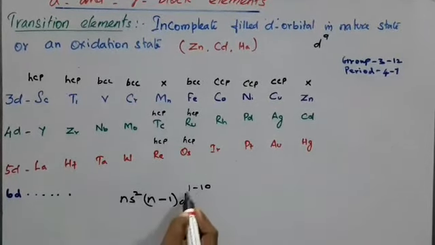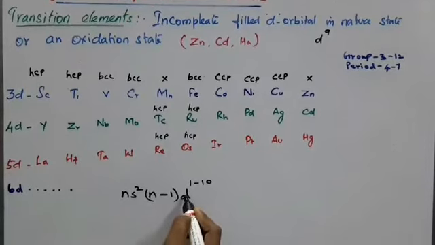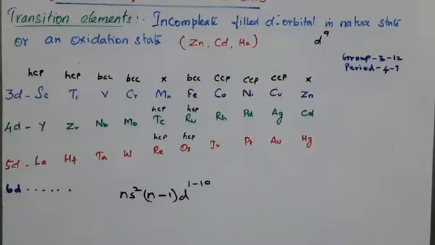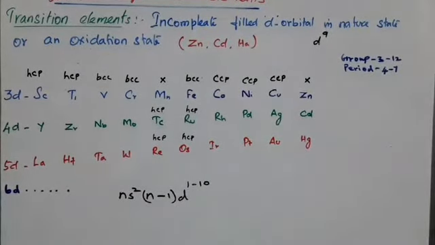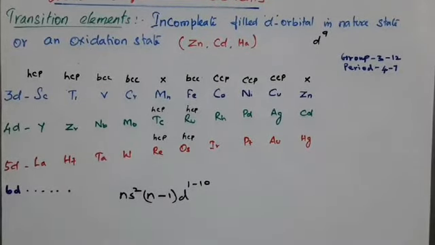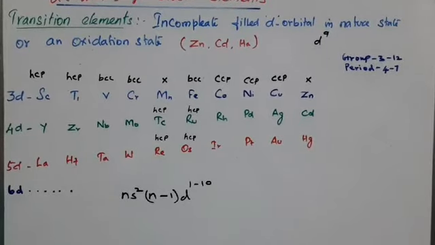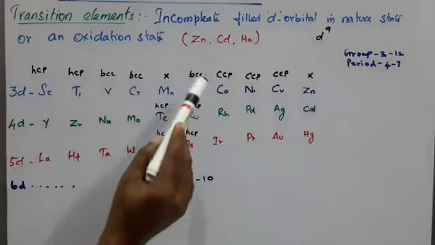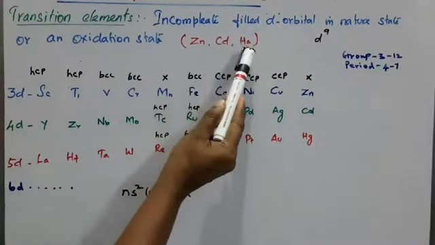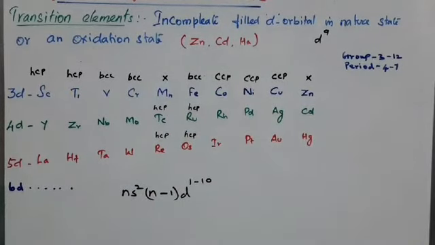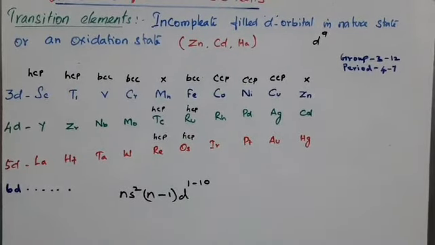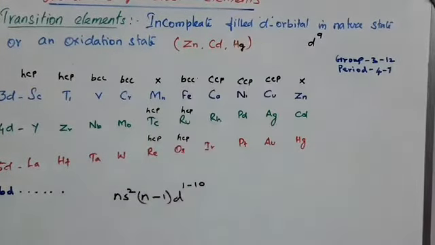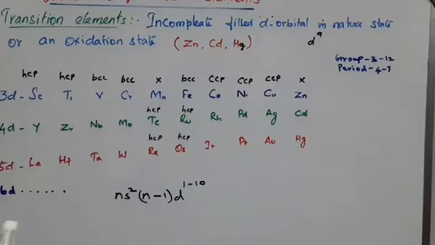How many electron possibilities are there for d orbitals? That is 10 electrons. For d9 it is partially filled. So only when the d orbitals are incompletely filled are they called transition elements. That does not apply in the case of zinc, cadmium and mercury. Mercury, that is Hg.